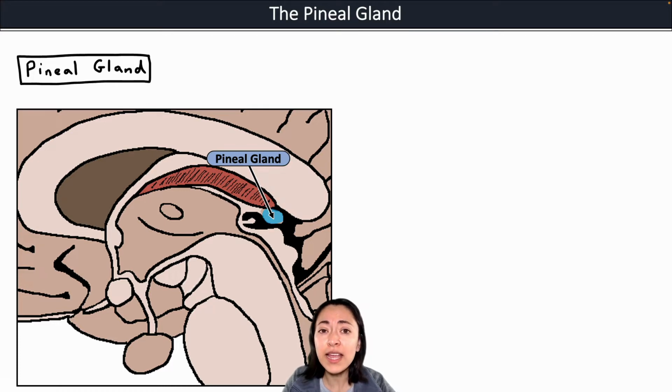The pineal gland is located in a part of your brain called the diencephalon. So here is the center of your brain. This is a mid-sagittal view. Here you can see the brainstem. And then here is the diencephalon, this region. At the back of the diencephalon is where you will find the pineal gland. It looks like this little pine-shaped structure here.